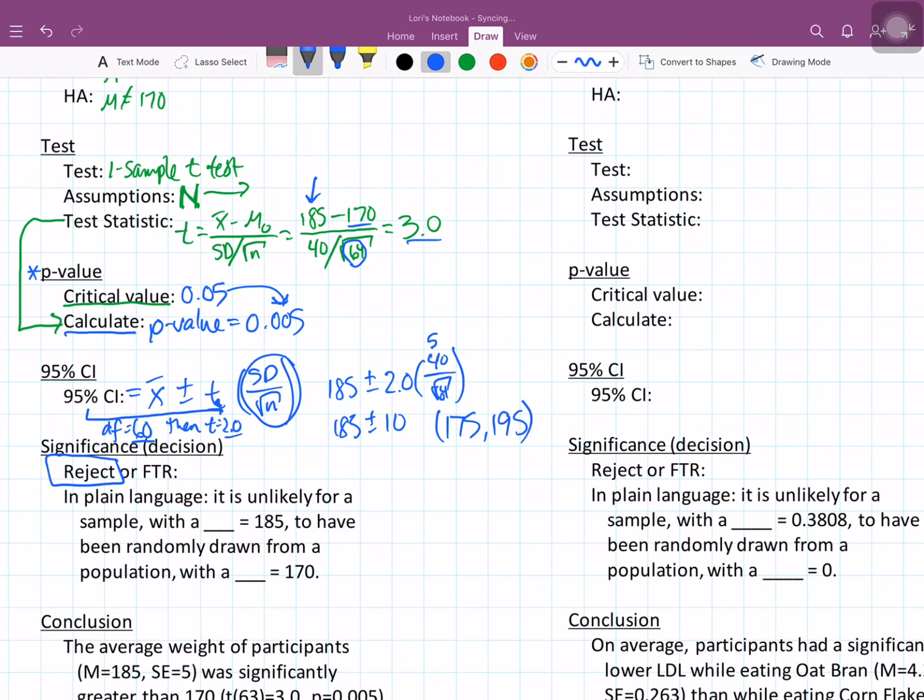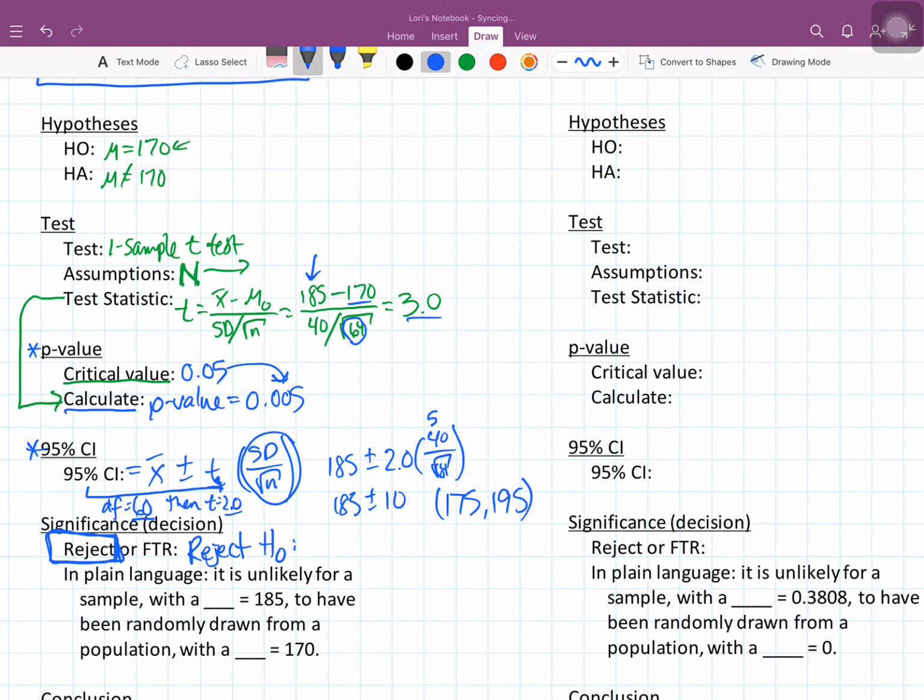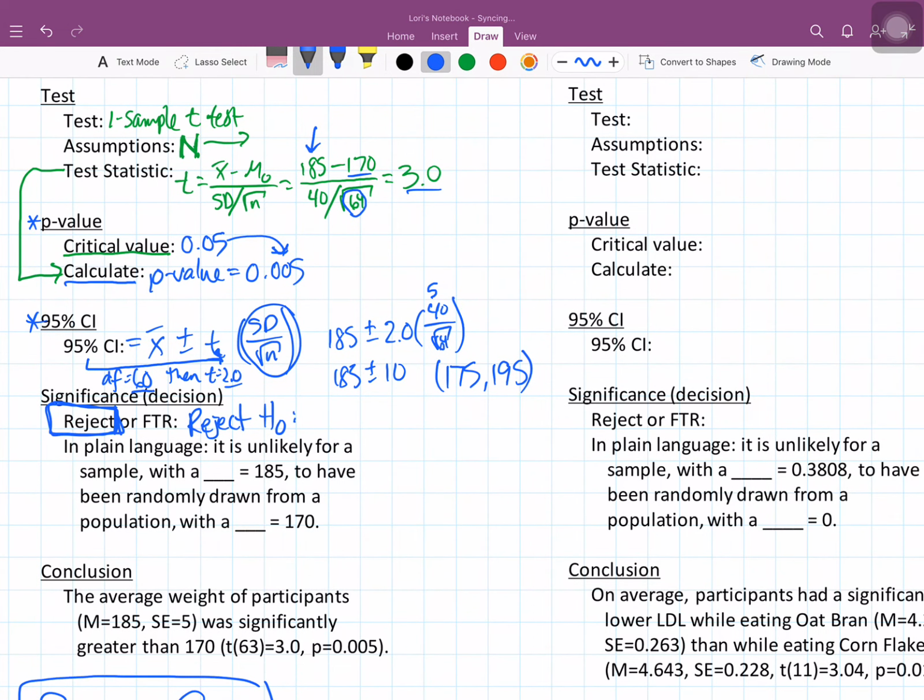So in both of those cases, both by estimation and by p-value, we would come to the conclusion of rejecting the null. And so here I'll say reject the null. In other words, if we were to go back up here, we would say it is not reasonable that the average weight is equal to 170. If we were to say this in plain language, it is unlikely for a sample with a sample mean of 185 to have been randomly drawn from a population with a population mean of 170.